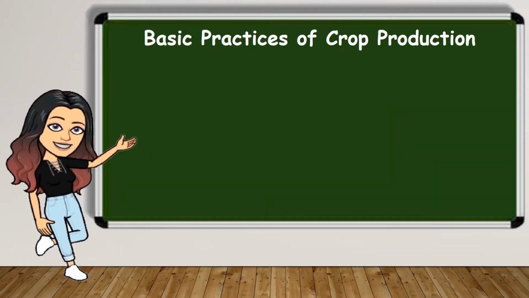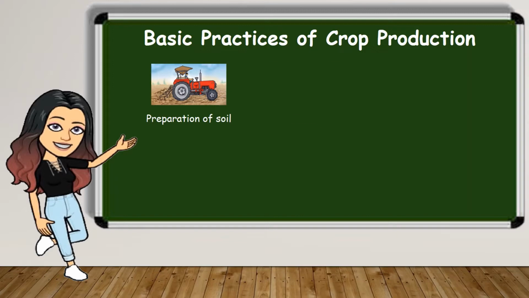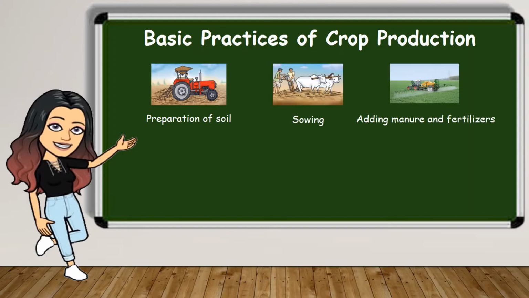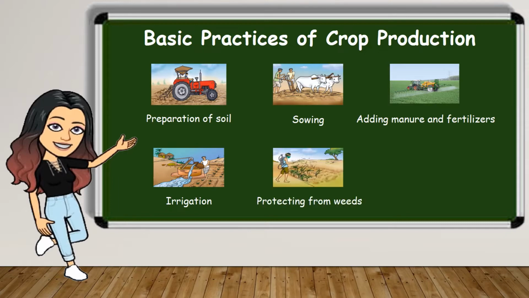Cultivation of crops involves several activities. These activities are the agricultural practices. They are as follows: preparation of soil, sowing, adding manure and fertilizers, irrigation, protecting from weeds, harvesting. Now we will learn more about these processes.